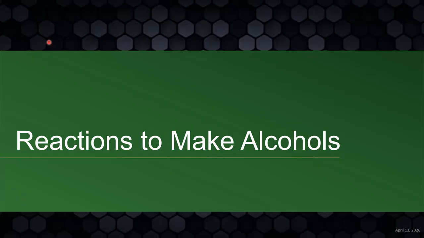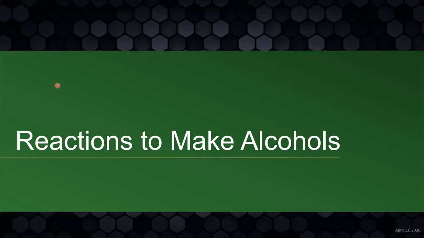In this video, we're going to look at chapter 17, section 2, which is going to focus on the reactions to make alcohols. So these are reactions that are either going to add an OH group, a hydroxyl group, to a compound, or substitute an already present group for a hydroxyl group.